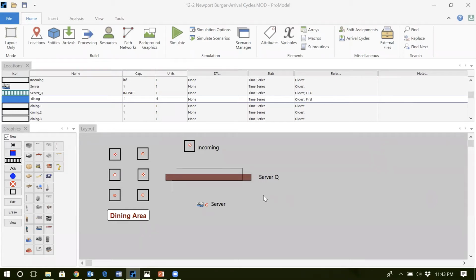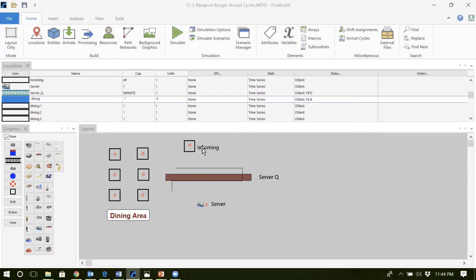So in this burger shop, customers arrive to the system and they go to incoming. From there, they go to server queue. And after standing in the queue, they go to the server to request a table and pick their food. And then from there, they go to one of these 6 dining tables available to eat their food, and then they leave the system. Okay. So these 6 dining tables are parallel locations.